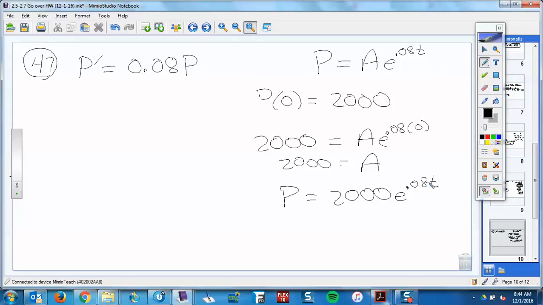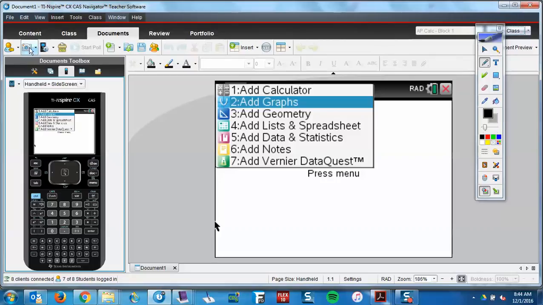Now that example I gave you, what if it was year 2? What if it was year 2, and then I wanted to know year 10? So what if year 2 was 2,000? Well, then you'd have 2,000 equals A e to the 0.08 times 2. Let's do that on the calculator.